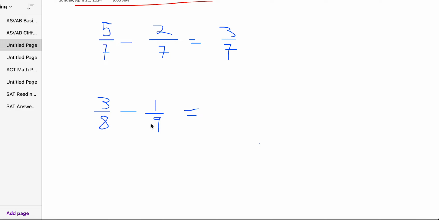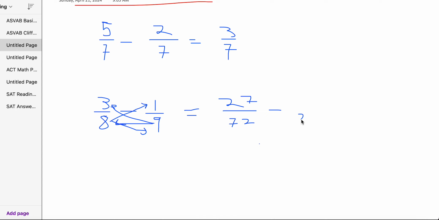And so what we do is we take this 9, multiply it by 3. We take this 9 and then multiply it by 8. So 9 times 3 is 27. And then 9 times 8 is 72. So now they should have the same base, right? So minus, and then we do the same thing for this as well. We take the 8, multiply it by 1, and then 8 times that.